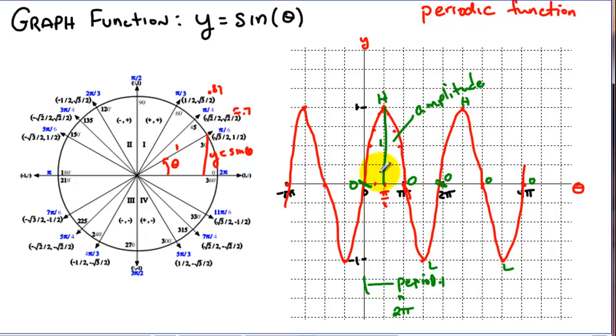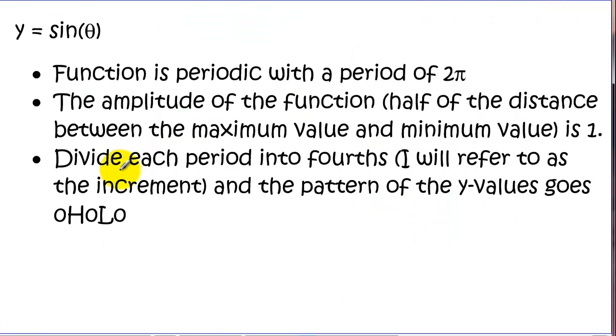And this distance for each of these parts of our pattern, I'm going to be calling our increment, and it was 1/4 of the period. So we're going to divide each period into fourths, which I'll be calling increment, and for the sine function we have this pattern: 0, high, 0, low, 0. Later we'll explore the cosine function.